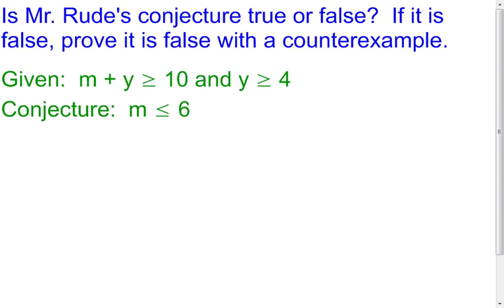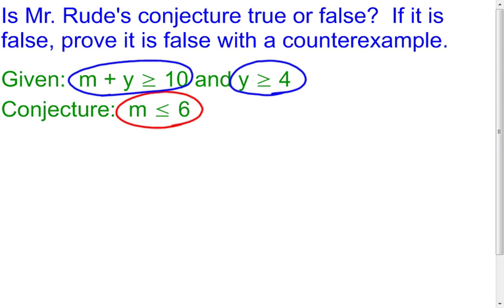Now here's another one. Again, push pause and see if you can come up with a counterexample that would prove my conjecture false. Remember, you're trying to prove this false. In this one, I look at the given information. It tells me that if I have a number m and a number y and I add them together, the sum is greater than or equal to 10, and I also know that my y value has to be greater than or equal to 4. My conjecture that I came up with was that m has to be less than or equal to 6. But I can come up with a counterexample.